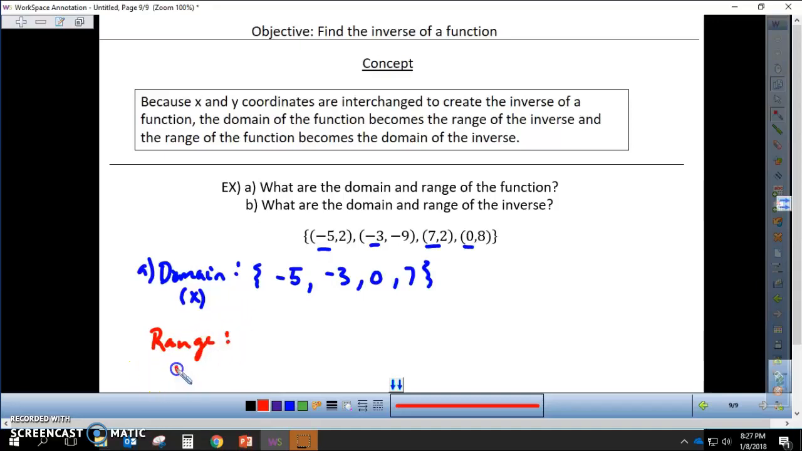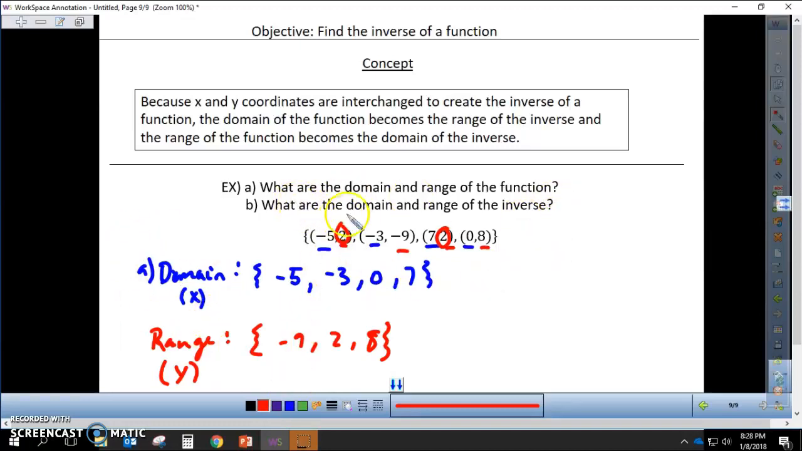Okay, so I have now my range. Well, range values are the y values. Okay, and again, if I'm going to make a list, right, I have 2, -9, 2, and 8. So I have -9, 2, right, and 2 repeats here and here. And then we have 8. Okay, so that's it. I listed domain and I listed range.